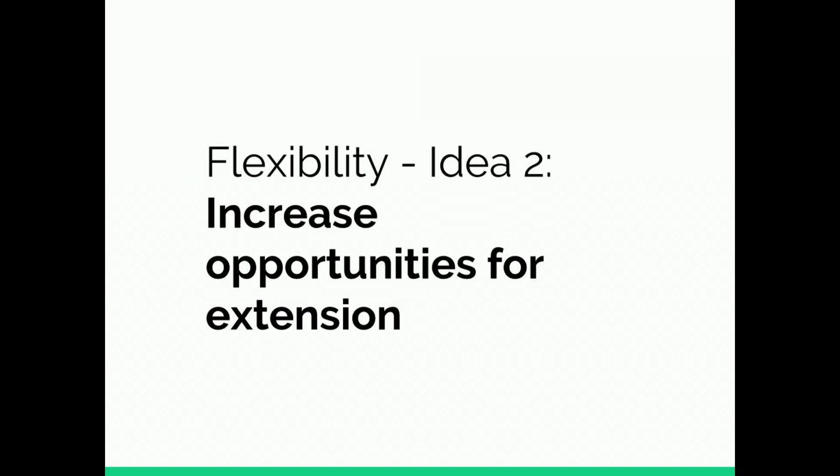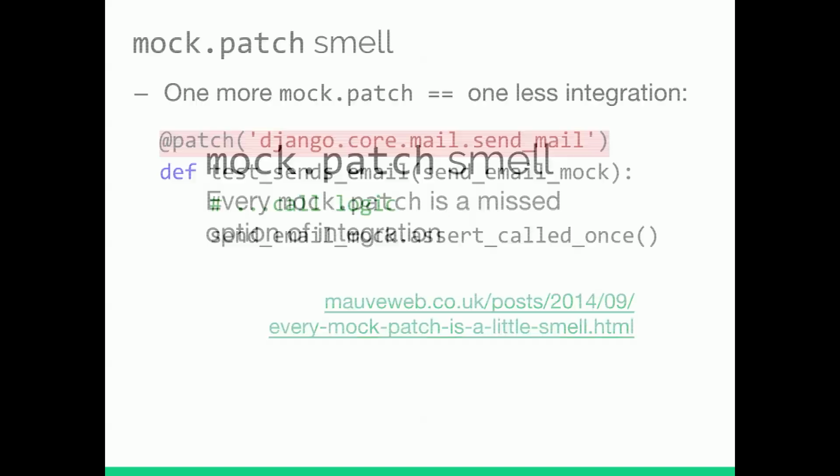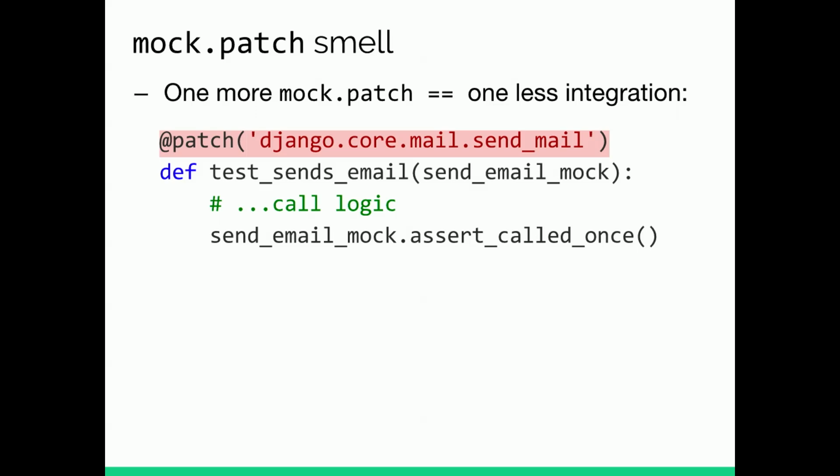Another thing for flexibility is to increase the opportunities for extension. You should look for the mock patch smell, because every mock patch is a missed option of integration. If you are writing tests and you are having to patch things like this, this means that you have one less option of integration. So for example, a test that sends email, you have some logic, and then you check if the send email mock was called. Okay, this looks good, but this is a missed option of integration.